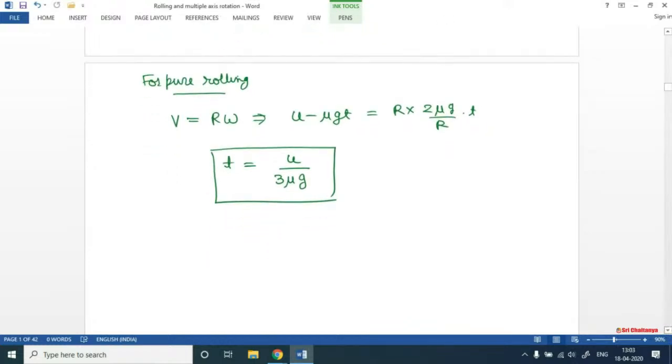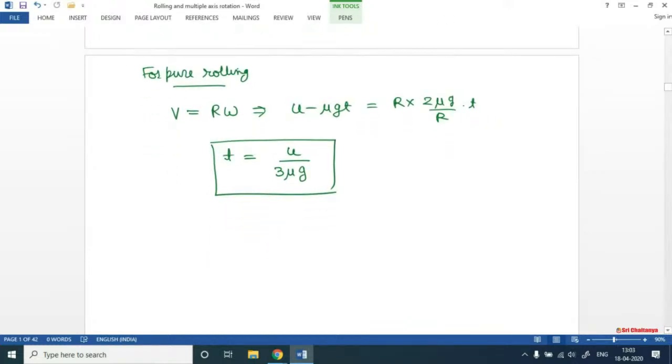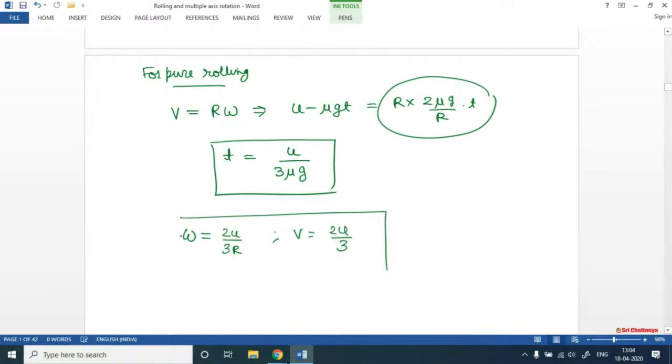Now at this time, we can find the final velocity and final angular velocity. The final angular velocity is this quantity, and once we substitute the value of t, we get 2u by 3r. Since v is equal to r omega finally, v will be equal to 2u by 3. So these are the final angular velocity and velocity.